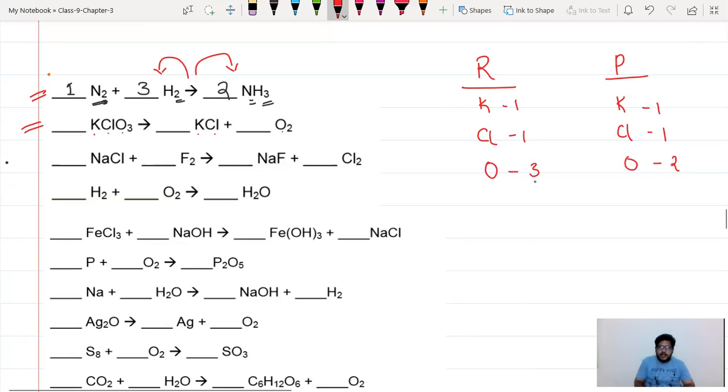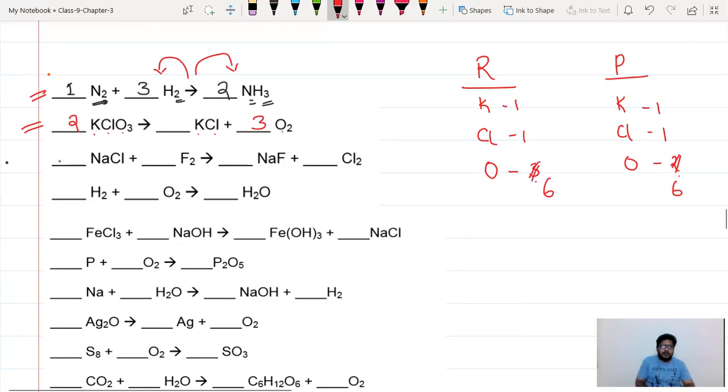Now, how to balance this? Here 3 is there, here 2 is there, one is even, one is odd. So if you multiply with a number, that answer should be the same. Simple. Here you can substitute 3 to make it 6. Here you can substitute 2 to make it 6. Now if you place 3 in front of oxygen, product side, oxygen has become 6. Reactant side, if you place 2, oxygen becomes 6.